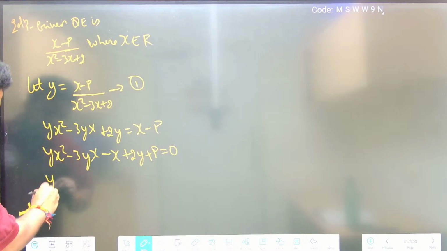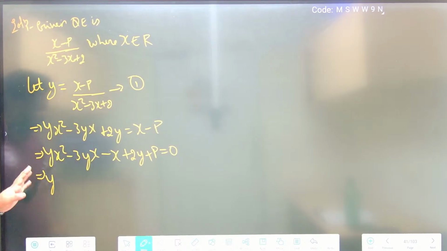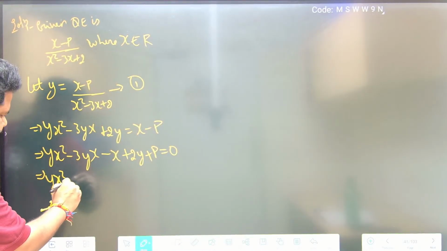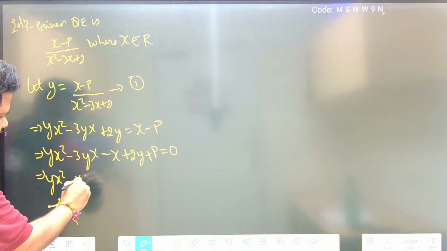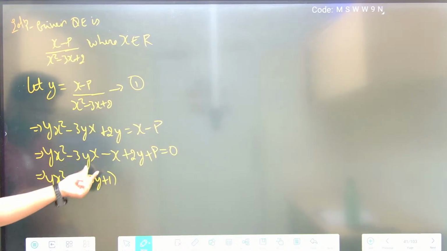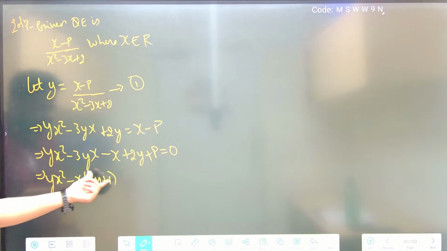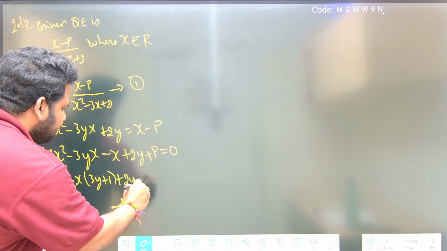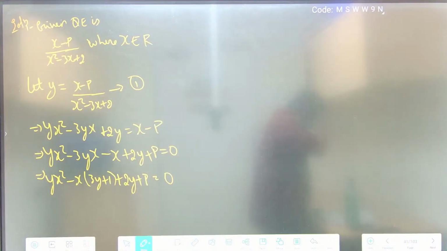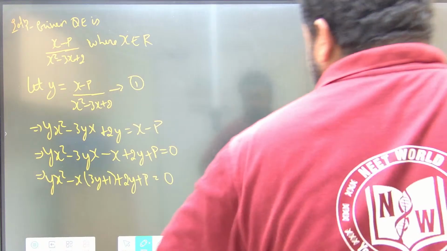Now this implies, you have to write every step, yx square, and here x is common. I can take minus x common, so the minus is eliminated inside, and it becomes minus x into (3y plus 1). So y into x square minus x into (3y plus 1) plus 2y plus p is equal to 0. This is what I am having.